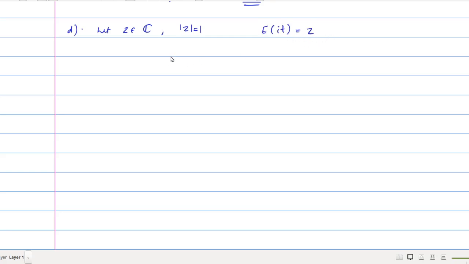Okay, so for that we take any two values 0 less than or equal to t1 less than t2. So suppose there are two distinct values of t from this interval such that E of it equal to E of it1 is equal to E of it2 is equal to Z. Suppose Z is attained at two distinct values. Then consider E of it2 into E of it1 whole to the power minus 1.